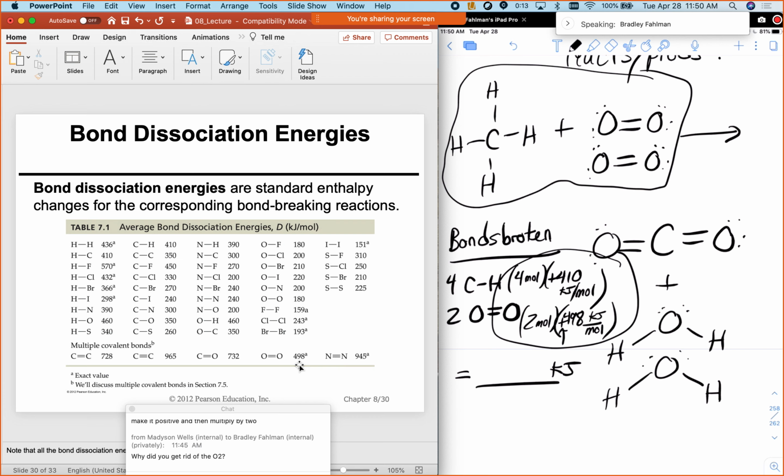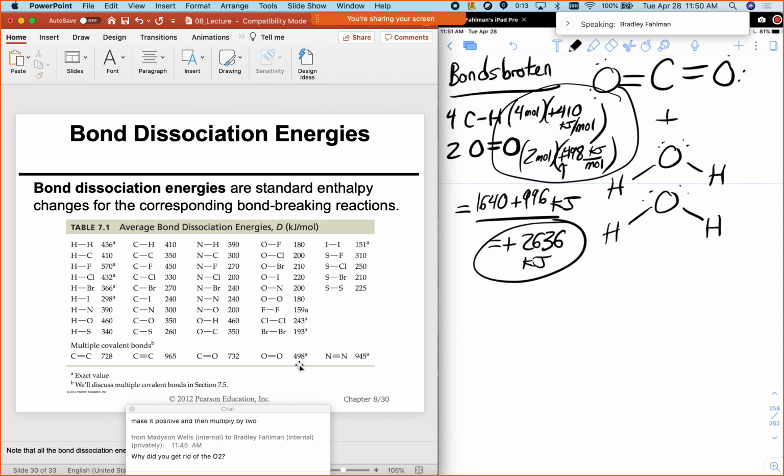So that's going to be 4 times 410, which is 1640, plus 2 times 498, so that's 996. So that is plus 2636 kilojoules. So that's how much it takes to break apart.